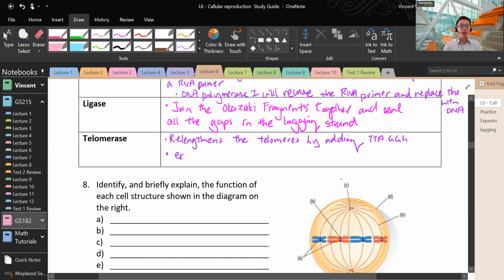And it is expressed, which means it's only going to be found in germ cells. Germ cells are cells that will become sperm in males and eggs in females. Some people hear the word germ cell and think it's talking about bacteria. No, germ cells are cells that will become gametes, sperm or egg. Telomerase is expressed in germ cells and stem cells.